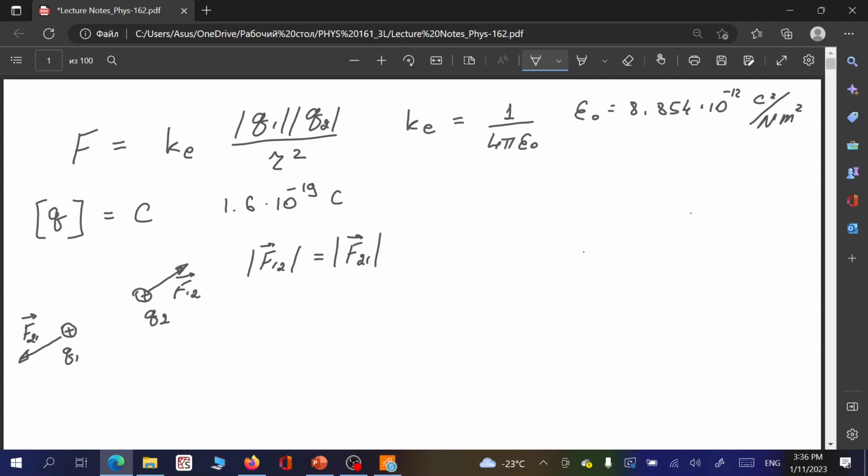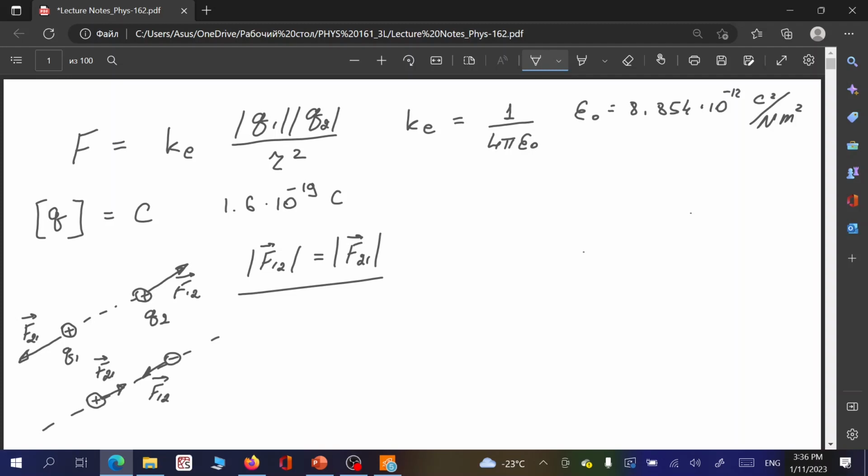If we have different signs, so we have a positive and maybe a negative electric charge, then along this line, which connects these two point charges, we will have forces which attract these charges to each other. So this will be F21 and this one F12. And this equation will be valid for both cases, no matter whether we have repulsion or attraction.